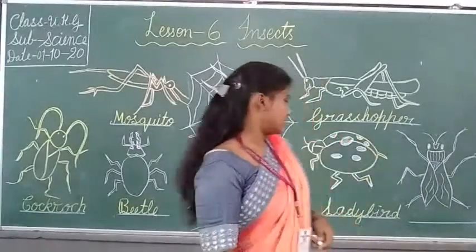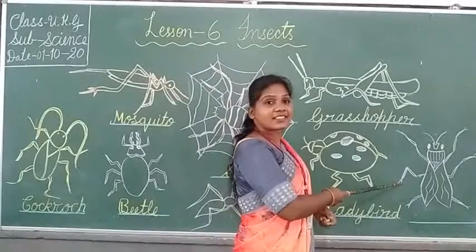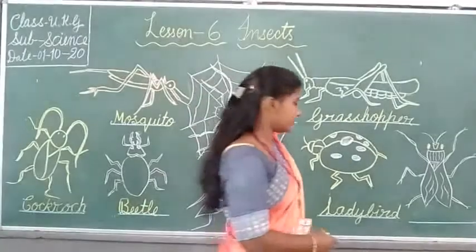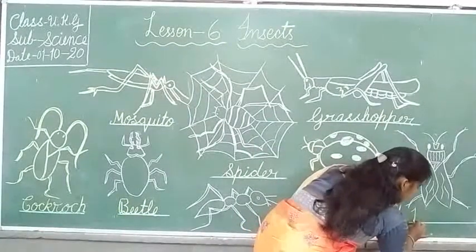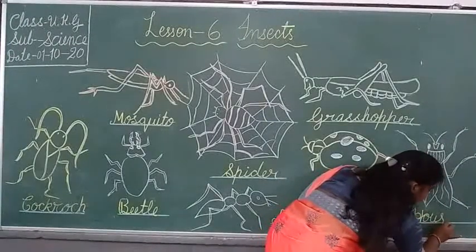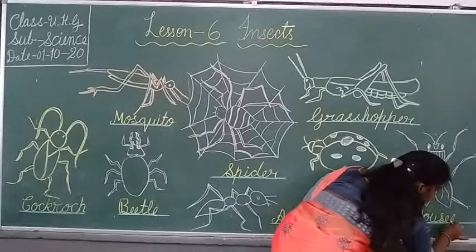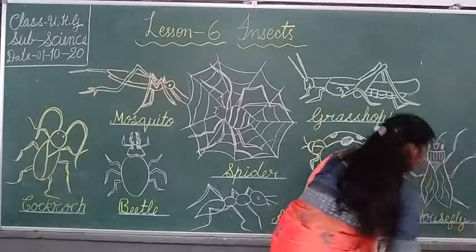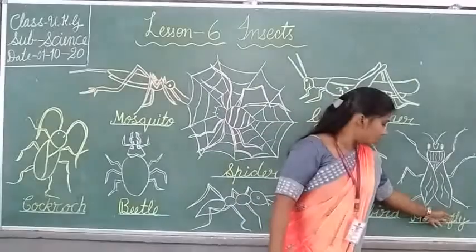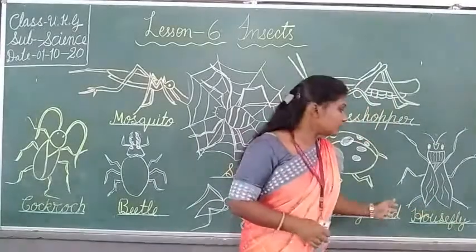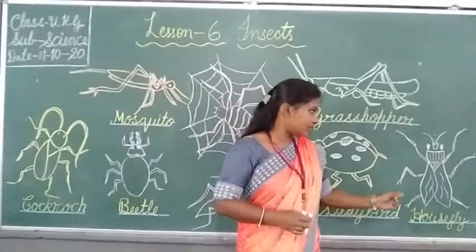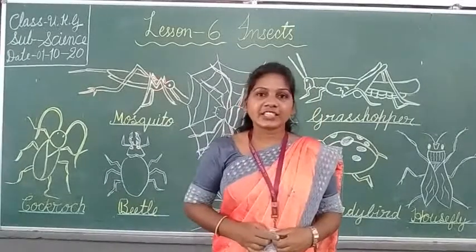Now next one. This one. Which insect is this? This is housefly. What is the spelling of housefly? H O U S E F L Y. Housefly. Students, all of us have seen housefly. They do not have teeth.